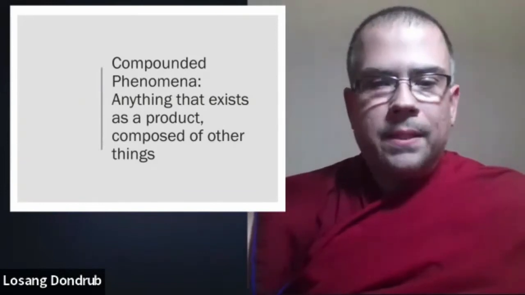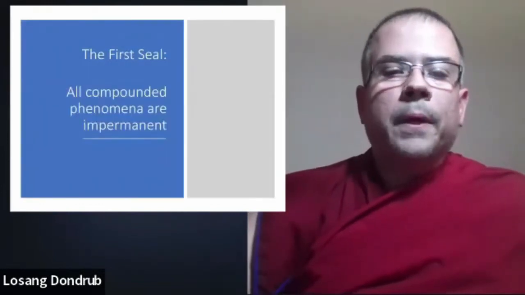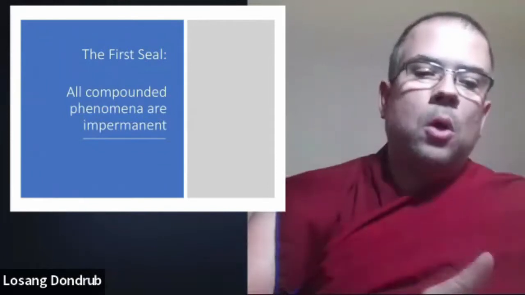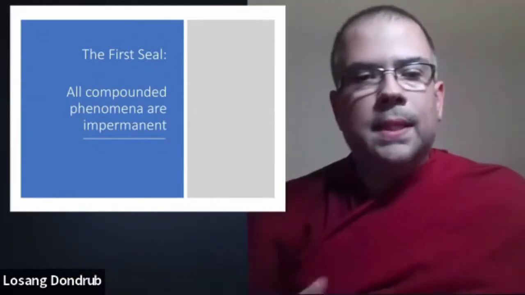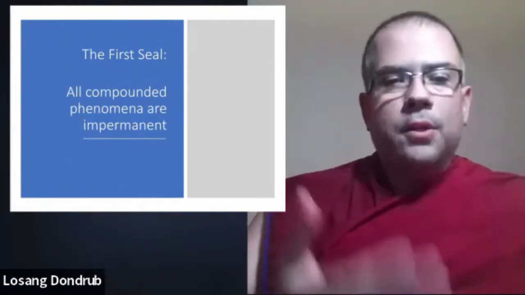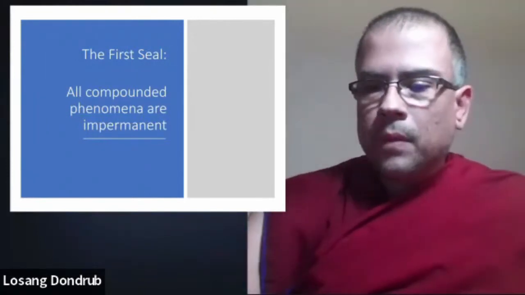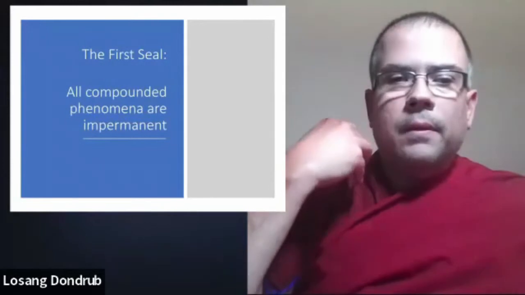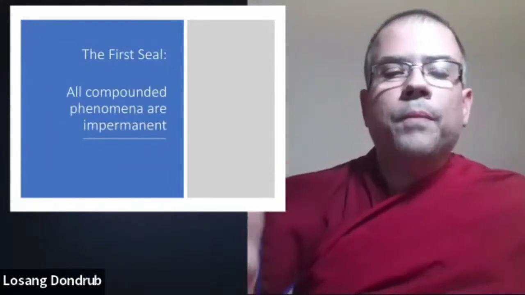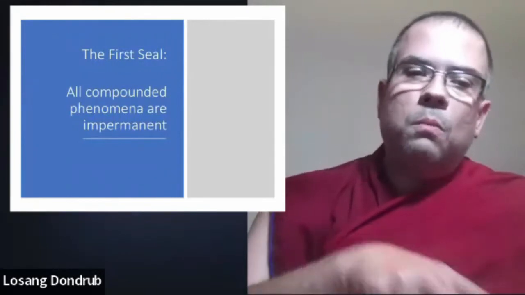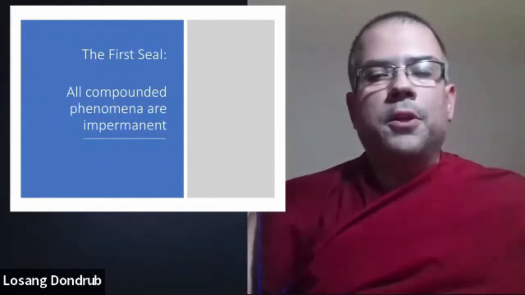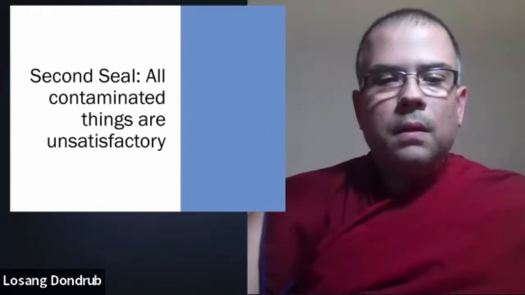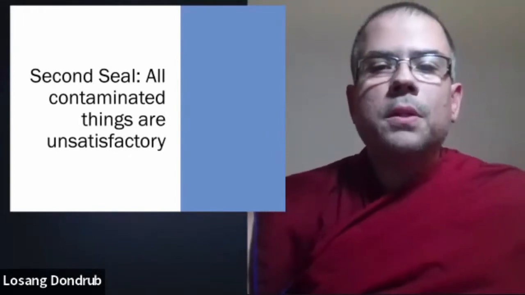So going back to the first seal, we can translate this into anything that is composed of other things or anything that exists as a product is changing moment by moment by moment. No two moments in the continuity of any produced thing are the same. Any two moments in that continuity are by definition different. Any questions about the first seal?